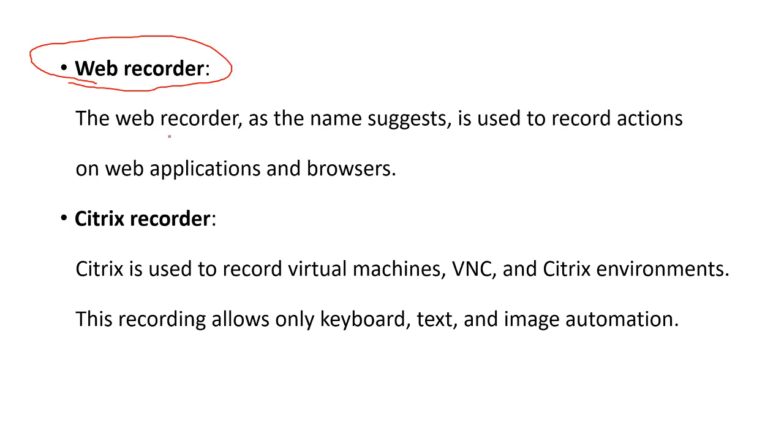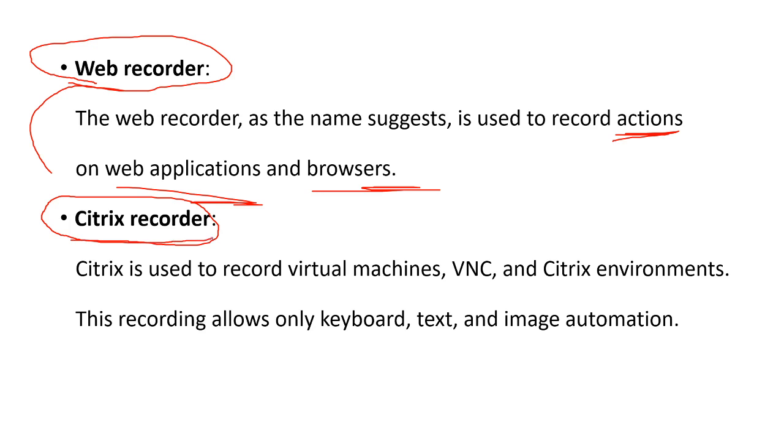Okay. Then there is one more type of recorder that UiPath Studio supports, called the web recorder. As the name itself says, the job of the web recorder is to record the actions or activities on web applications and browsers. Clear? Okay. Then the last type of recorder supported by UiPath Studio is the Citrix recorder. Basically, the Citrix recorder is used to record the actions performed on virtual machines, or virtual network computing, or generally Citrix environments. Make it simple. The Citrix recorder is used to record actions on virtual computers, right?